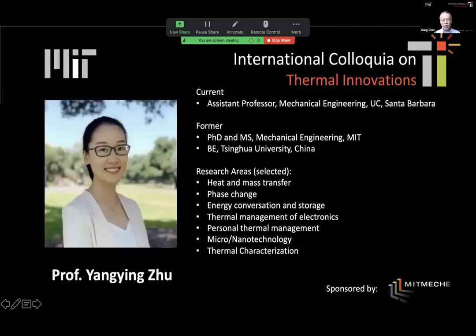With that, this is a slide introducing Yangying Zhu, and she is currently assistant professor at UC Santa Barbara. She got her PhD from MIT, and also, very interestingly, got her bachelor's degree from Tsinghua University, from the same department as our speaker today, Professor Jiang Yi. Her research is in heat and mass transfer, phase change, energy conversion and storage, thermal management of electronics, personal thermal management, micro-nanotechnology, and thermal characterization. With that, I will turn to Yangying, and you can take over from here.